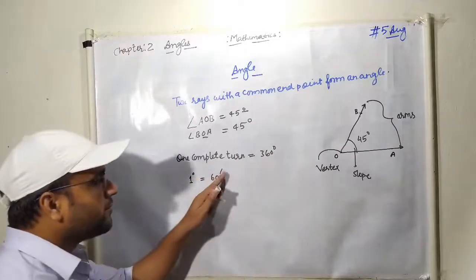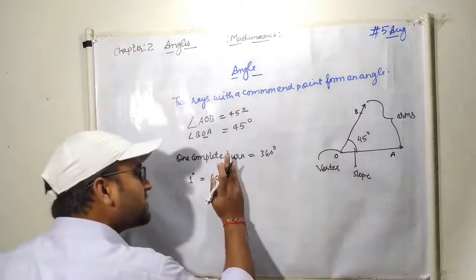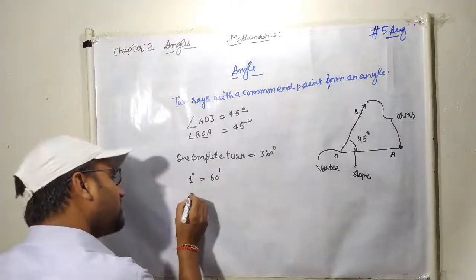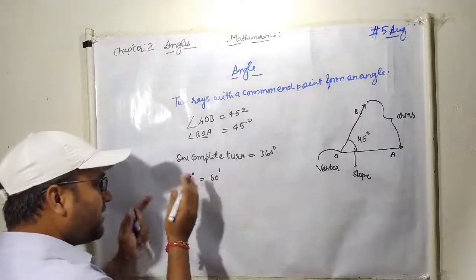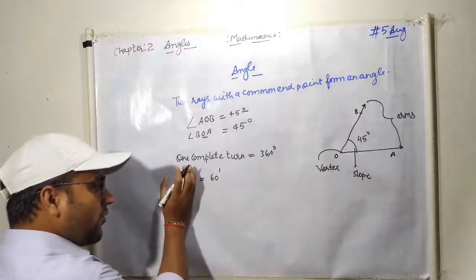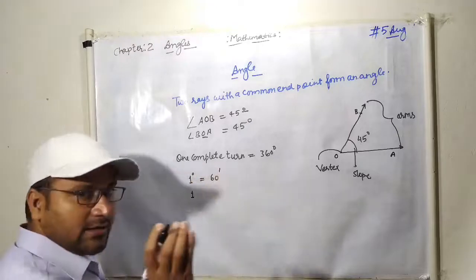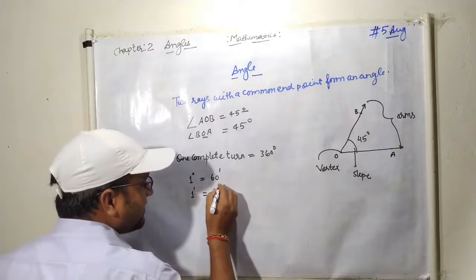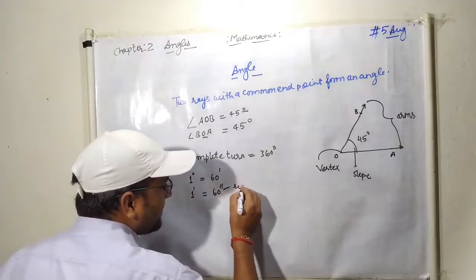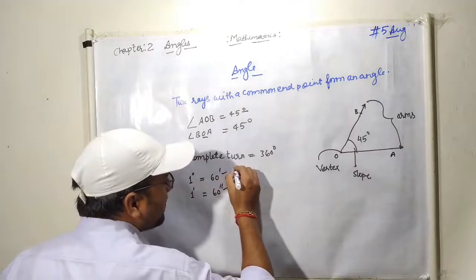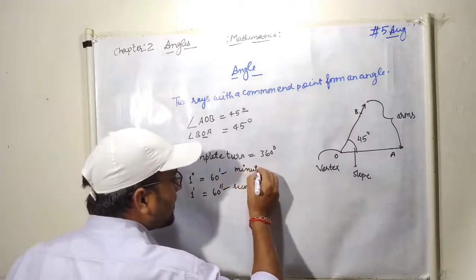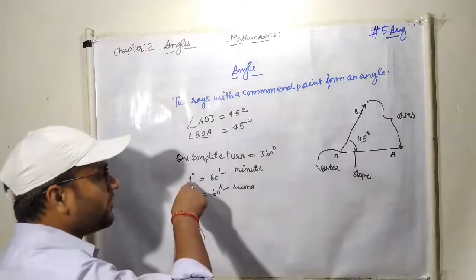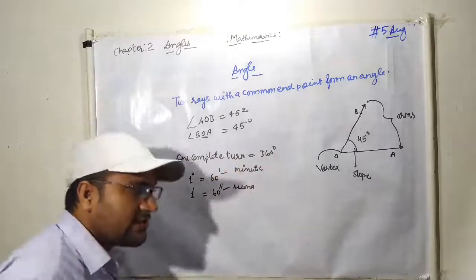This is the symbol of minute. 1 degree is equal to 60 minutes. If you divide this 1 degree, you will get 60 minutes. And if you divide this 1 minute, you will get 60 seconds, and this is the symbol of second, and this one is the symbol of minute. So 1 minute is equal to 60 seconds, and 1 degree is equal to 60 minutes.